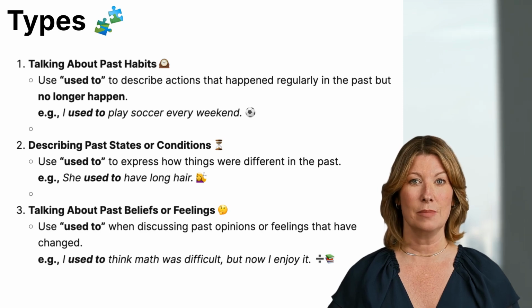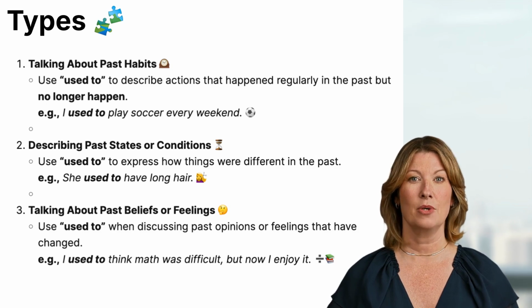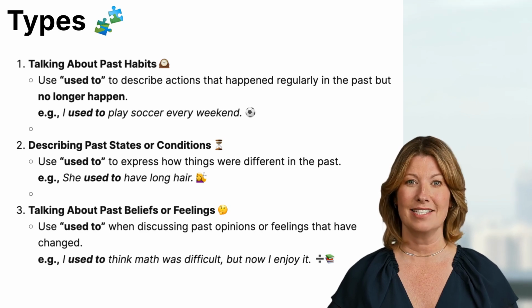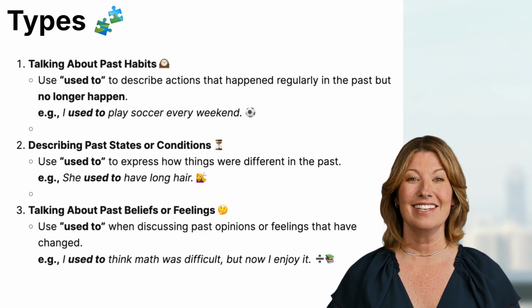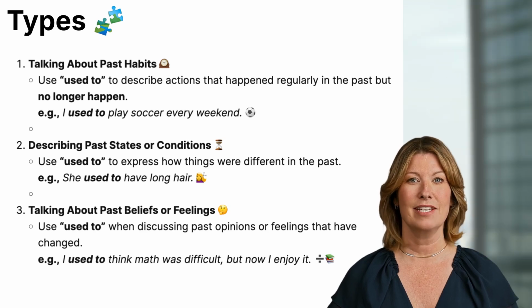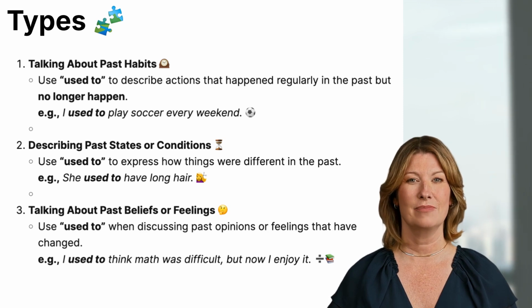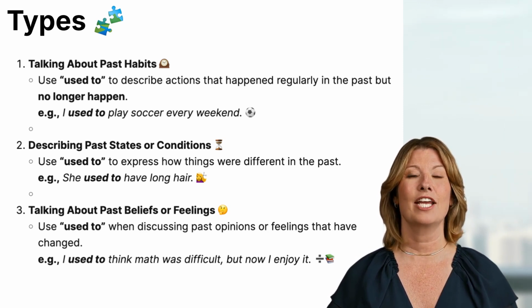3. Talking about past beliefs or feelings. We also use used to when talking about opinions, feelings, or beliefs that were different in the past. Example, I used to think math was difficult, but now I enjoy it. This means that in the past I believed math was hard, but my opinion has changed. Another example, he used to be afraid of dogs, but now he loves them. This structure is useful when talking about how your thoughts or feelings have changed over time.